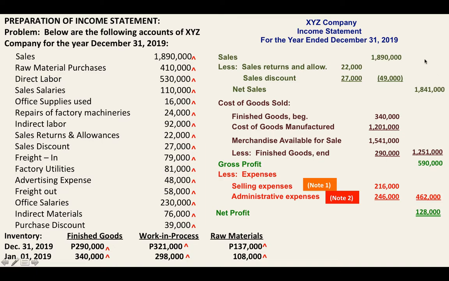That's it. So here, class, because of preparing a separate statement for your cost of goods manufactured, the income statement is much more presentable in terms of understanding. If you want to look at the details of cost of goods manufactured, you can just refer to that particular statement. If you want to look at the details of selling expenses, just look at note 1. And for administrative expenses, note 2. Okay, class? So that's how we will handle preparation of income statement.